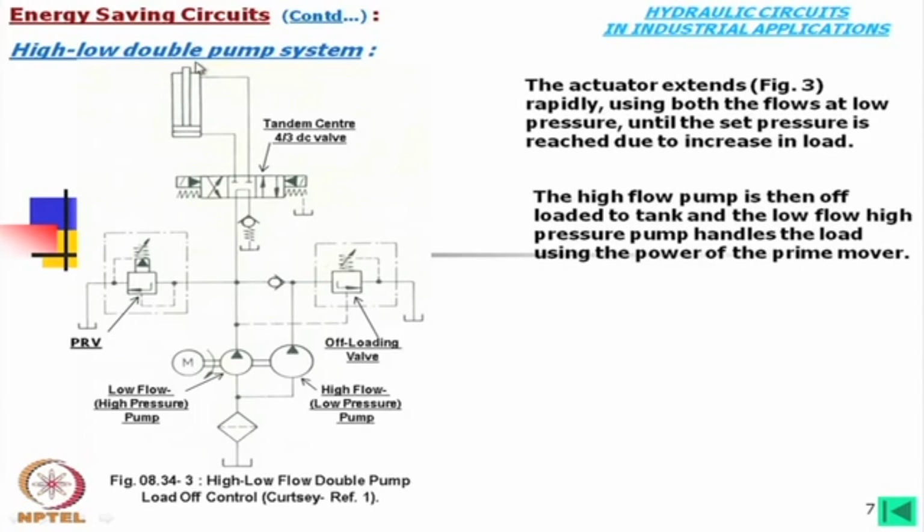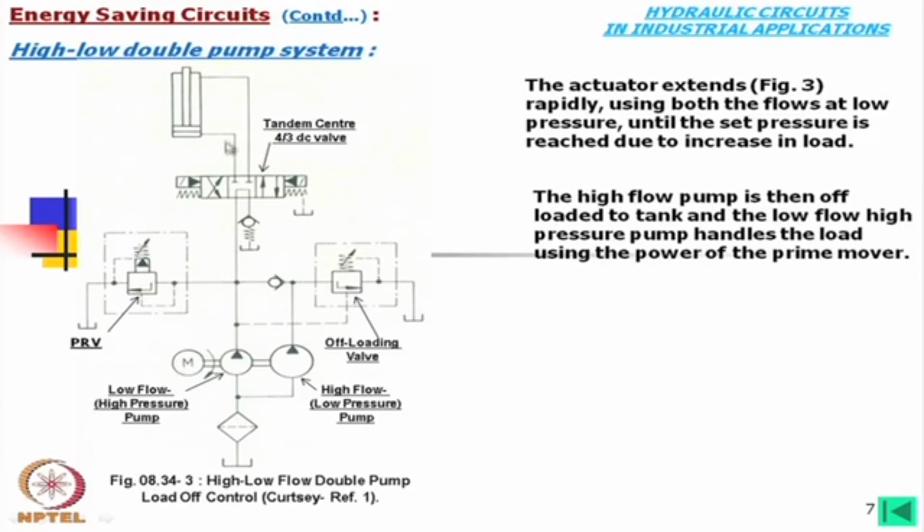Now, pressure is increasing, say suppose it has increased above 5 megapascal. In that case, if we need to move at the same speed, we need more power here. But if we use a motor of more power, then in the initial stage the power will be lost, because we do not need that much pressure, that much power.